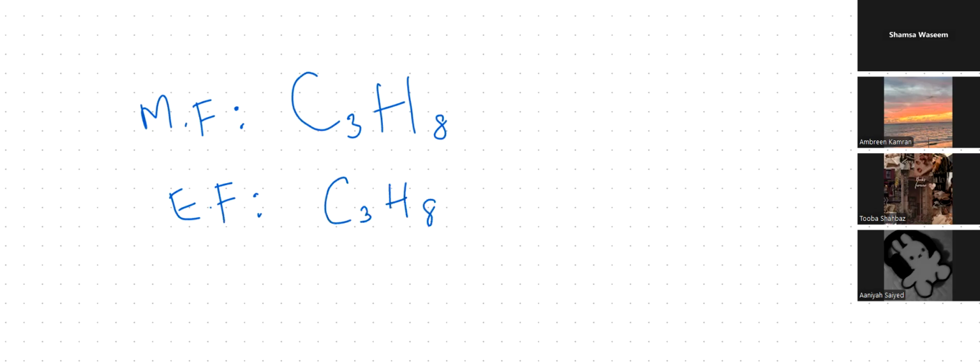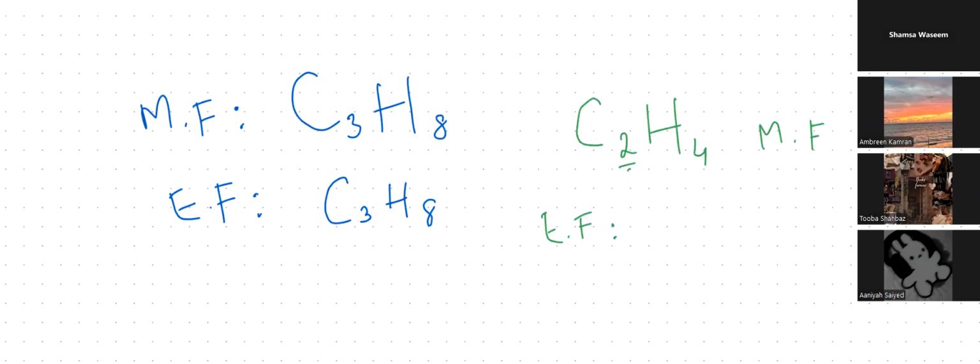Now let me know about C2H4. This is the molecular formula of ethene, right? What should be its empirical formula? CH2. CH2, right? Yes. Okay, so it's going to be CH2.